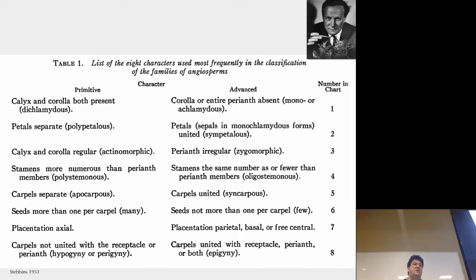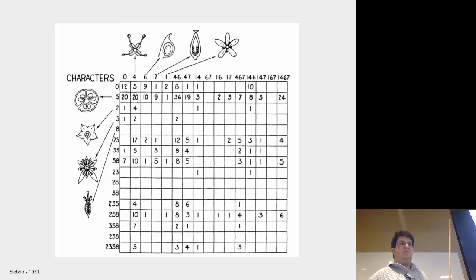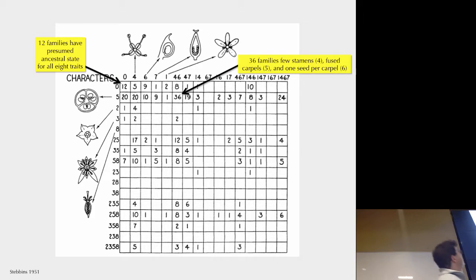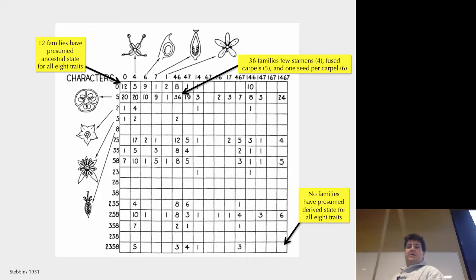Ledyard Stebbins asked this and started looking at various key characters commonly used in plant classification to see if they're clumped, right? And so things like, calyx and corolla both present or absent, right? Petals present, absent, and so forth. Okay. And then a quick little table, right, showing all these character combinations in their frequency, right? So this number here, 12, means 12 families have resumed ancestral state for these all 8 traits, right? And 36 have this combination, and none have this combination, right?